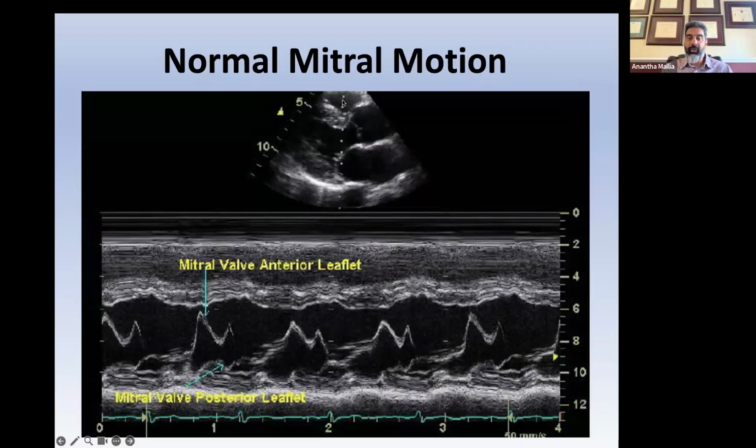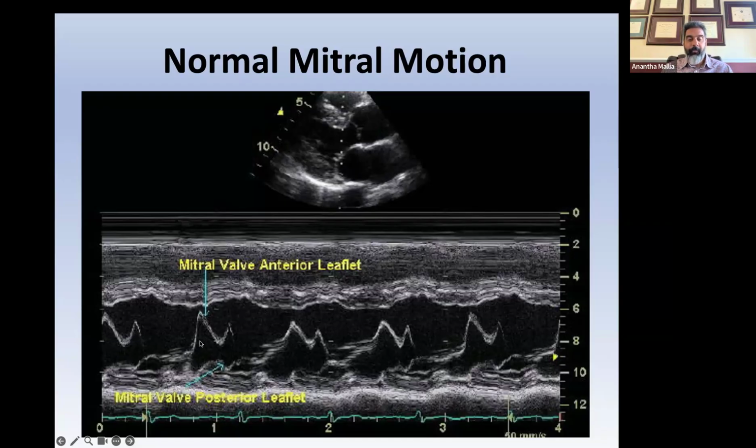If we look at the structures that the M mode is going through, it cuts through the free wall of the RV here, the RV chamber here, the septum here, the LV cavity, which is here, and this thing fluttering around is the mitral valve. You have the anterior leaflet here and the posterior leaflet, which is tough to see down here. So we're paying attention to the anterior leaflet.